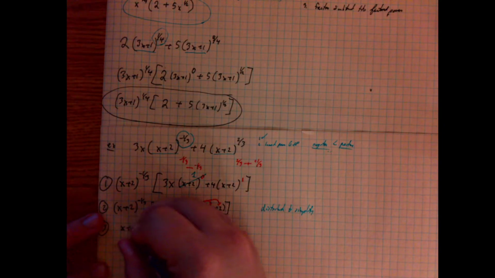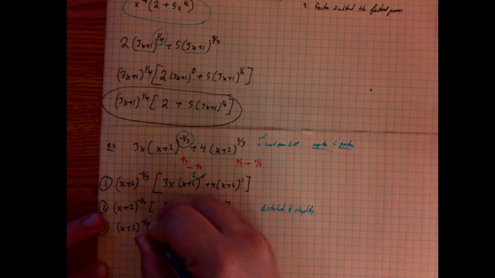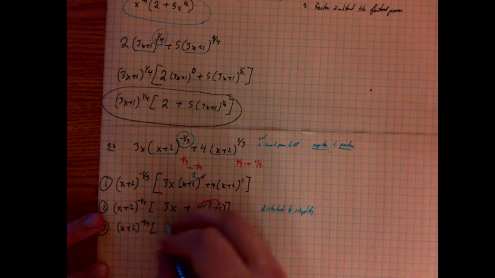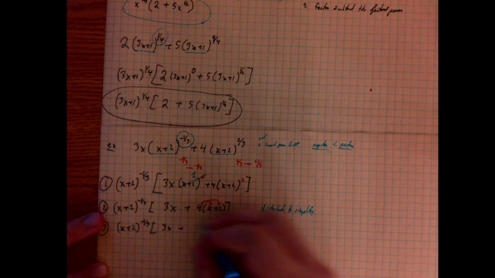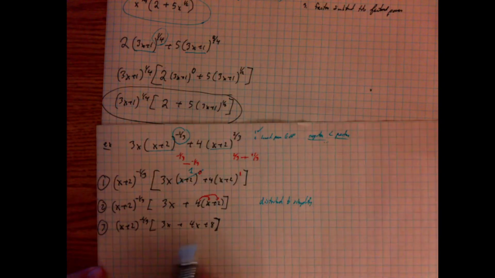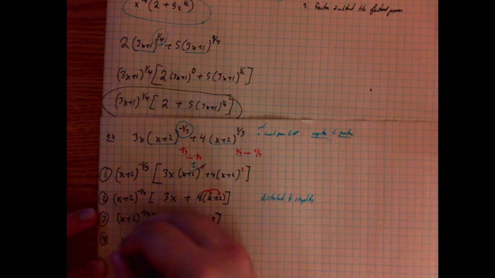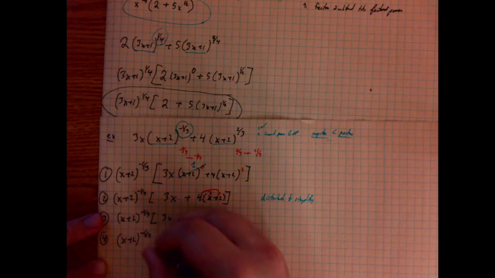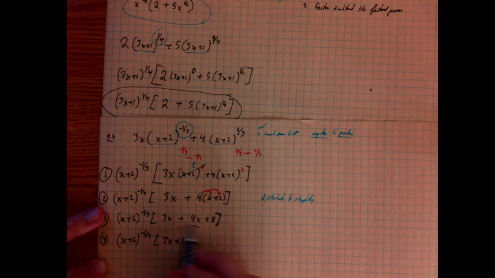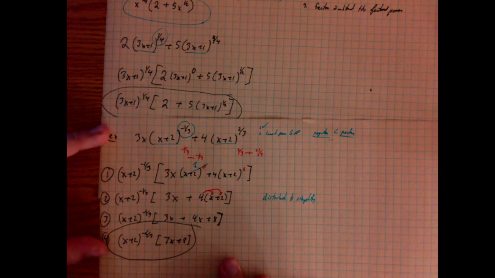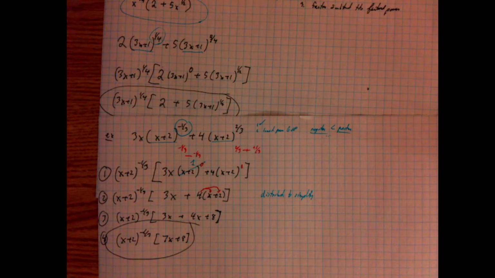From here, we still have this outside piece that doesn't ever change when you're doing these problems. What can change is the inside piece. This becomes 3x plus 4x plus 8. And then, of course, we can simplify in these brackets to become our last step, which is x plus 2, negative 1/3 power, 7x plus 8. Notice how wildly different this is than the original equation. Very, very different. But that's why you have to take the time to factor these correctly.